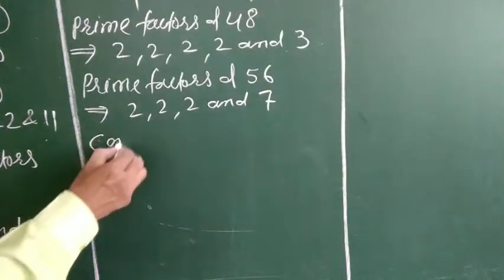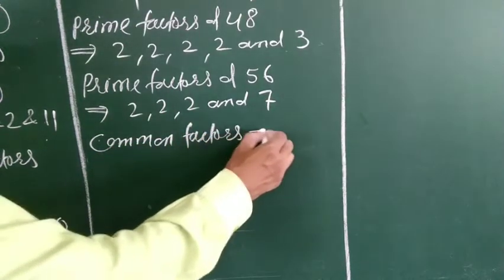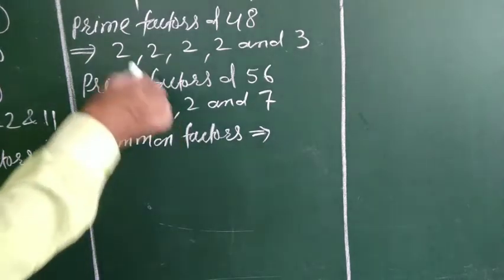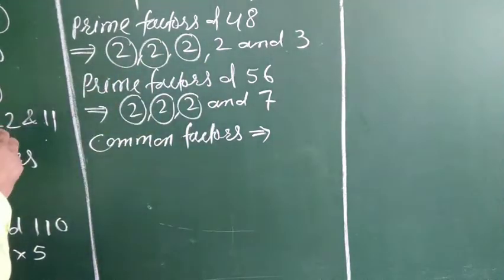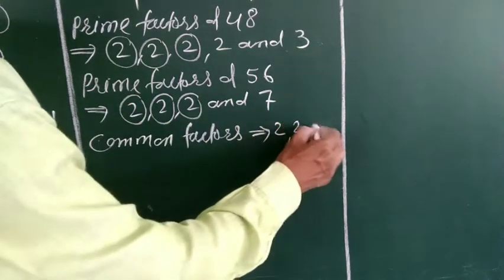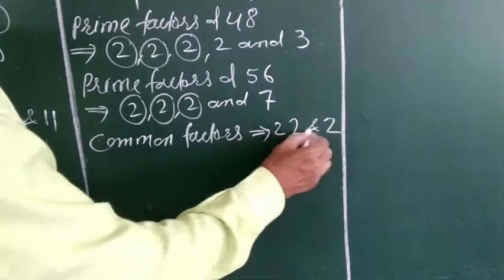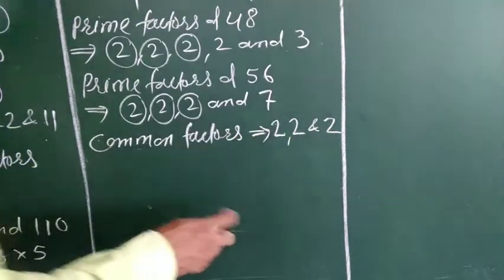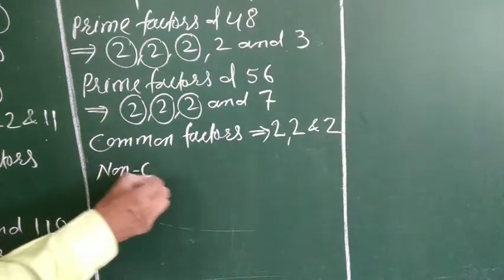Now the common factors. Which are the common factors? See, 2, 2, 2 are the commons. There are 3 twos here, these are common. Yes, 2, 2 and 2 are common.